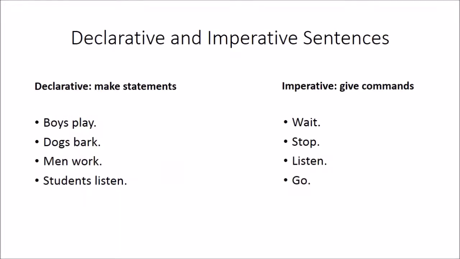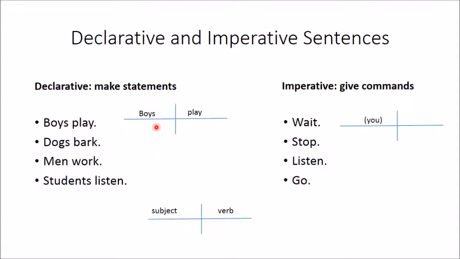Diagramming that. Here we have our declarative sentences. Here we have our imperative sentences. So still subject, verb, okay? So in the declarative type, you're going to have boys play, okay? With the imperative, you're going to have understood you, wait, okay? This is how you would diagram that. The wait, basically, it's talking to you, right? Okay.